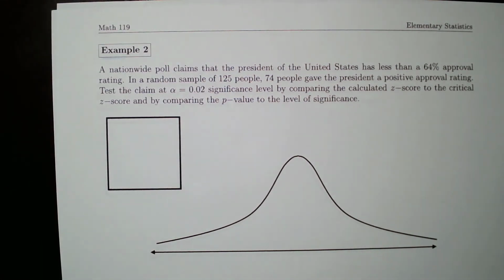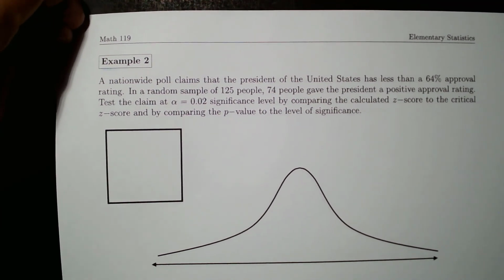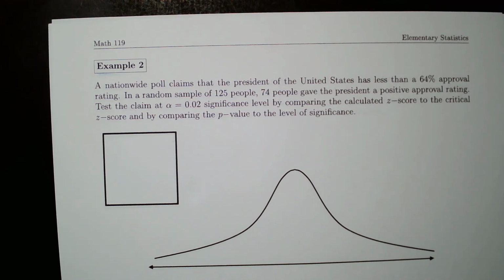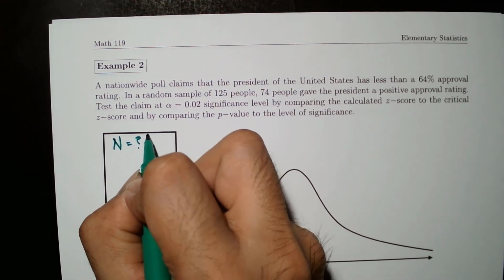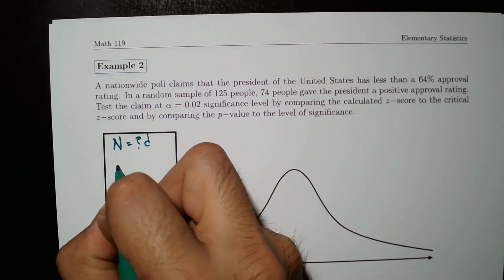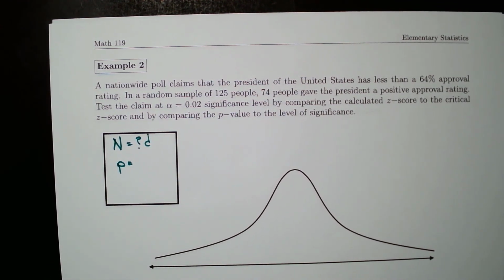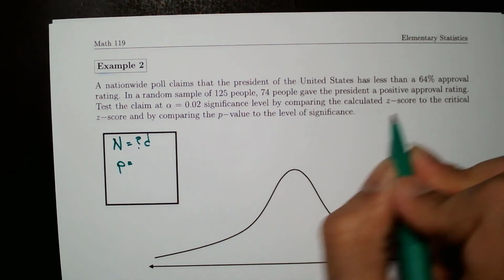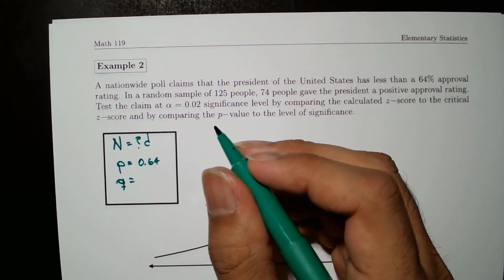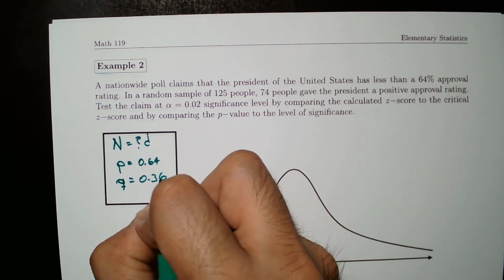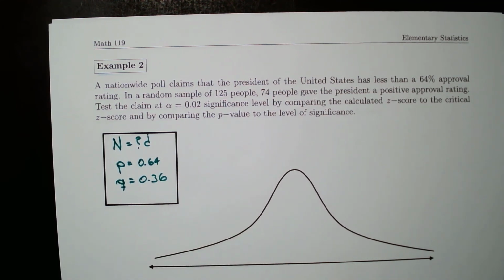All right, so first of all, let's see what we know about our sample and our population. Well, the size of the population first. N, big N, that's the population size. We don't know and we don't care. The claimed proportion that gave a positive rating is 64%, that is p equals 0.64, and q, which is the complement of it, is 0.36.